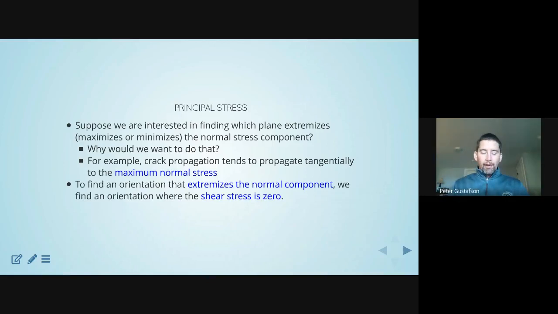So to find the maximum normal component, in fact, all we really need to do is find the component where the shear stress is 0. Now, conceptually, that may not be easier for you to take a guess at how to do it, but in practice, it's actually much easier mathematically. So we're going to go ahead and do it.